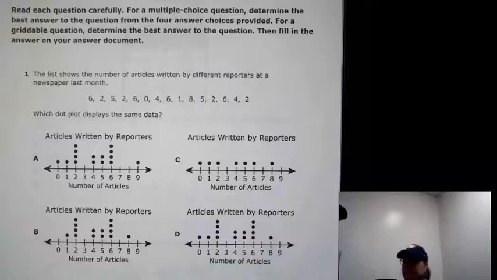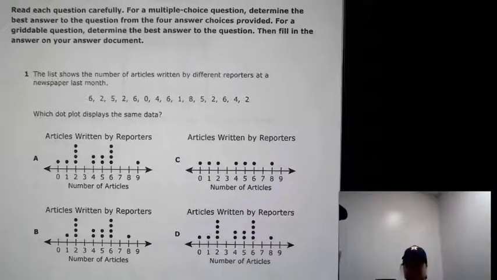Okay, so we're ready to take this STAR test. We're reading the directions. We're reading and rereading the problem. So for instance, question number 1 here, the list shows the number of articles written by different reporters at a newspaper last month. Which dot plot displays the same data?